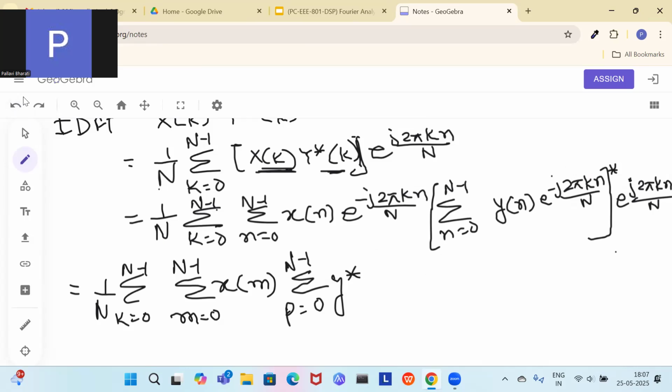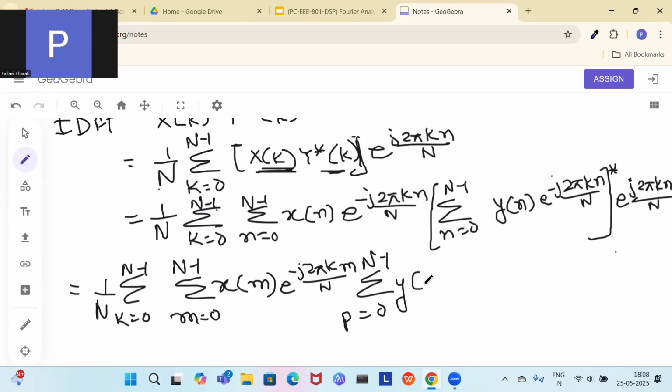So what I'll do is, first I will write it as it is so that we see the variables here, e to the power minus j 2 pi k m by N. Now I will take here p equals 0 to capital N minus 1, y of p, e to the power minus j 2 pi k into p by N, and this is inside the conjugation, and the whole thing is e to the power j 2 pi k n by N.